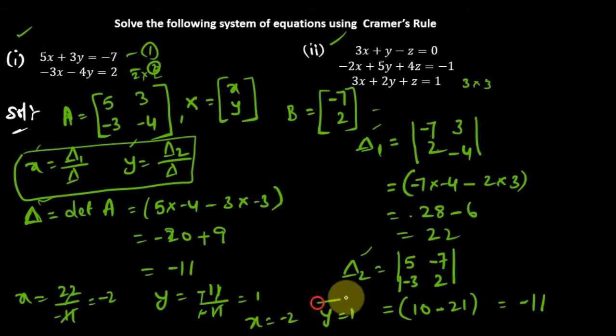In this way, we find the values of x and y of the given linear equations by using Cramer's rule. So now we will see the 3 by 3 matrix. Here we have 3 unknowns and 3 equations. Okay, so let me rub this.